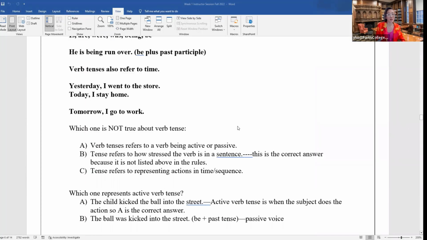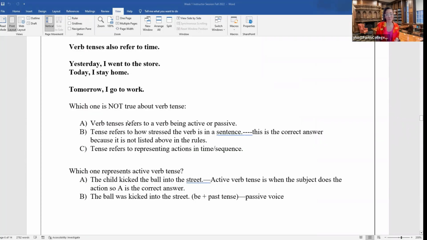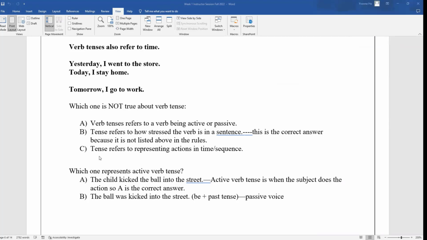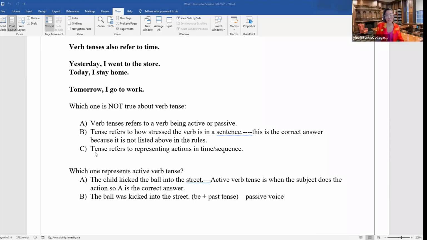So here are some questions. Which one is not true about verb tenses? Verb tenses refer to a verb being active or passive. Is that true or false? So we're looking for the one that's not true. So which one of these is not true? A is true. B, or C? A is true. What about C?